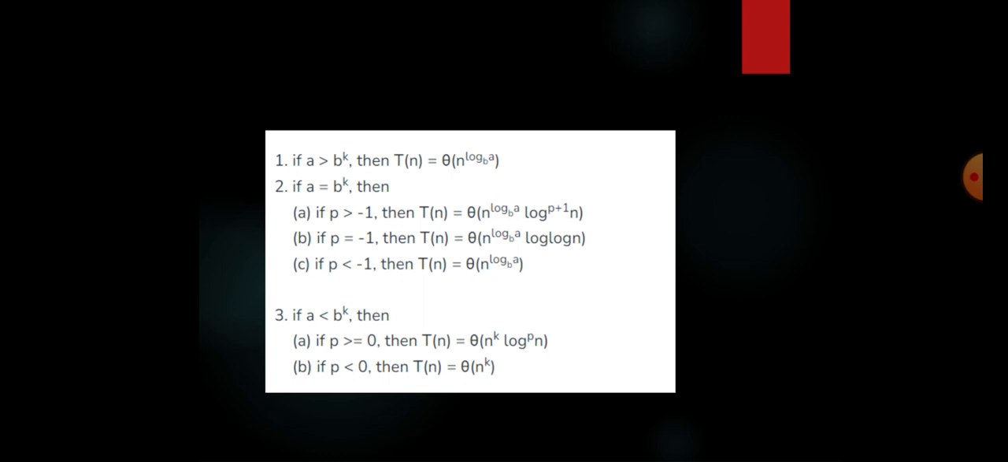The third case is if a is less than b^k. Then if p is greater than or equal to 0, T(n) is big O of n^k into log^p n. If p is less than 0, then T(n) is big O of n^k. By applying these cases we can solve the problem.